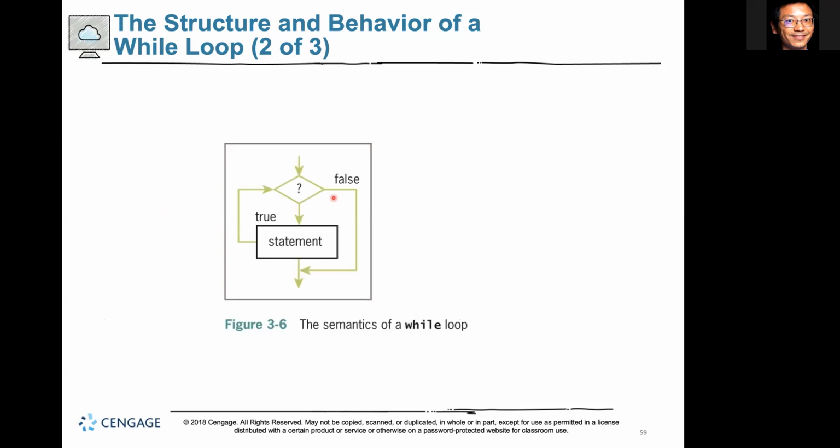This is sort of the representation of this behavior. You test this condition. If it's true, it will execute the statements, and then it will continue the loop, going back and checking the condition again. At the end of each loop, it goes back to check the condition. If the condition becomes false at some point, it will exit the loop and continue with the statement after that.